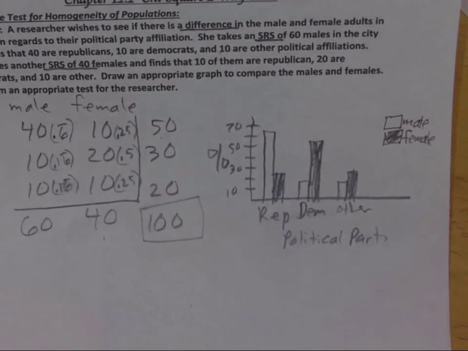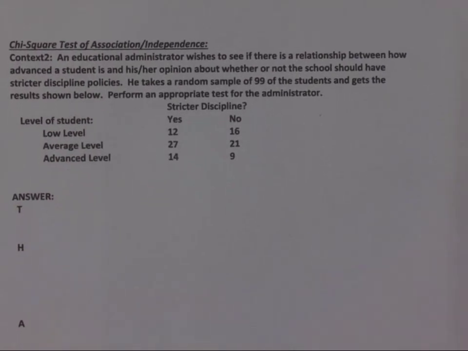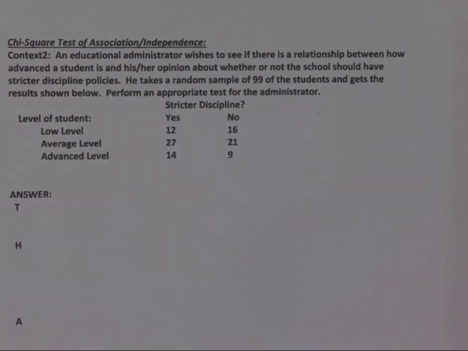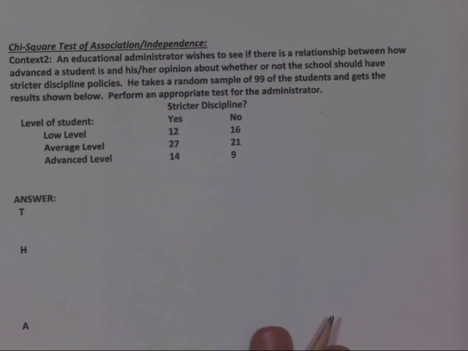Okay, let's look at our context too. Now our next problem is going to be done in a very similar way. So this one's going to go a lot faster because the mechanics of the chi-square test of association and independence are going to be exactly the same. The only thing that's different in association and independence is the terminology that is associated with it, and in essence the sampling method. Everything else is pretty much exactly the same.